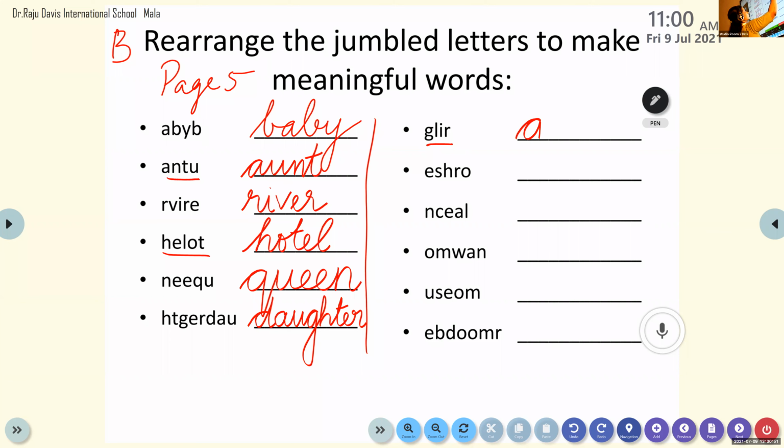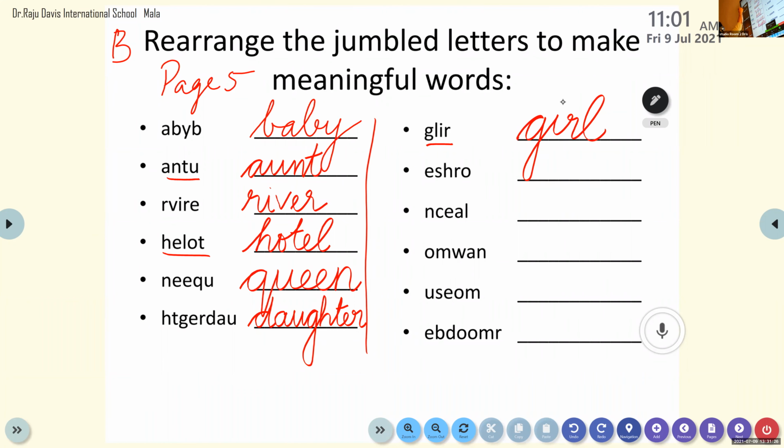It is girl. Girl. Very good. Okay, girl. Very good. Now let's move on to the next word. Okay, now let's move on to the next word.